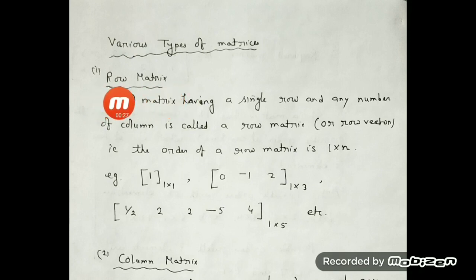From the name itself, it is actually clear. A matrix having a single row and any number of columns is called a row matrix, or sometimes we call it a row vector also. Mostly row matrix, but sometimes it is also known as row vector. So what is a row matrix? A row matrix has only one row. Row, hope you remember, means the horizontal line. There is only one horizontal line in the case of a row matrix, but you can have any number of columns. That means any number of vertical lines you can have.